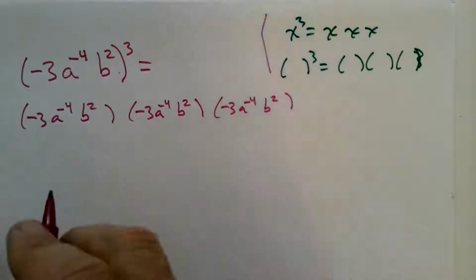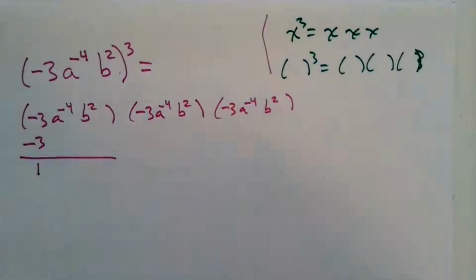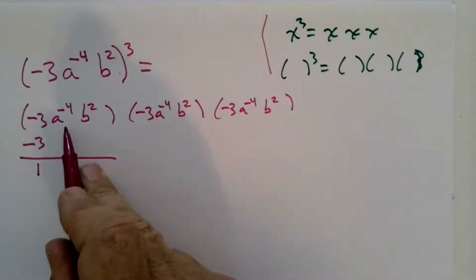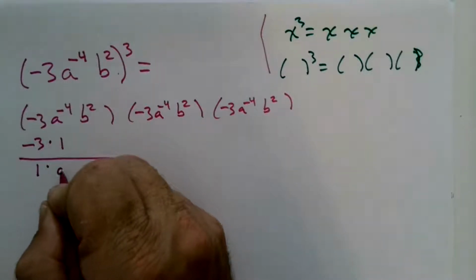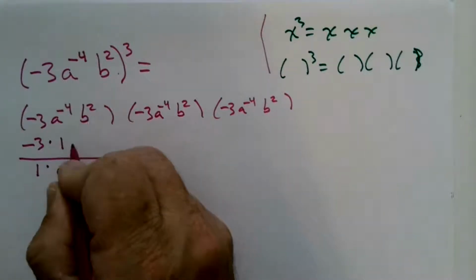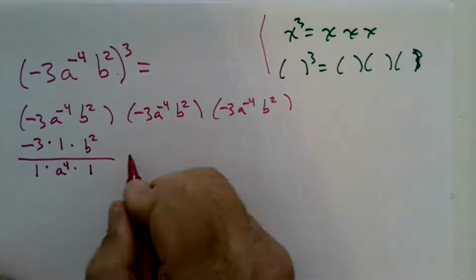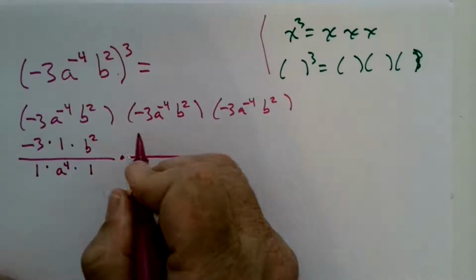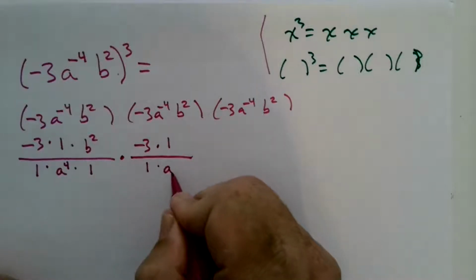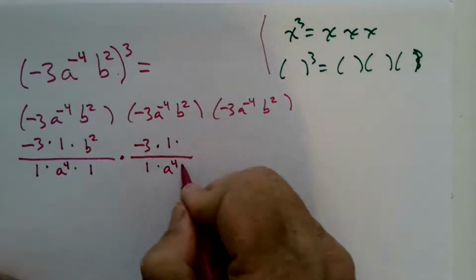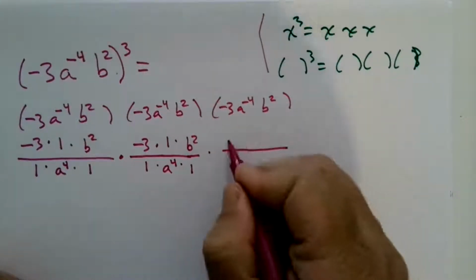Now, each one of these things is a fraction. Negative 3 means negative 3 over 1. A to the negative 4 means 1 over a to the 4th. B squared means b squared over 1. Again, multiplied by negative 3 over 1. A to the negative 4 means 1 over a to the 4th. B squared means b squared over 1. And of course, the same thing is repeated a third time.